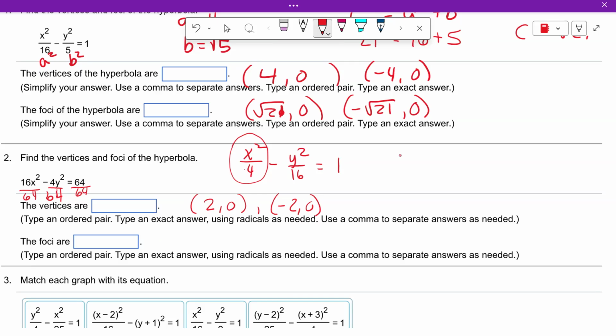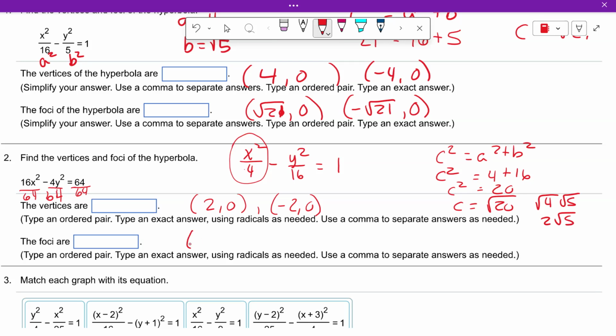Your foci: c squared equals a squared plus b squared. So c squared equals 4 plus 16, so c squared equals 20. So c equals the square root of 20. How does the square root of 20 break down? Square root of 4 times square root of 5, which is 2 square root of 5. So it's going to be (2 square root of 5, 0) and (negative 2 square root of 5, 0).